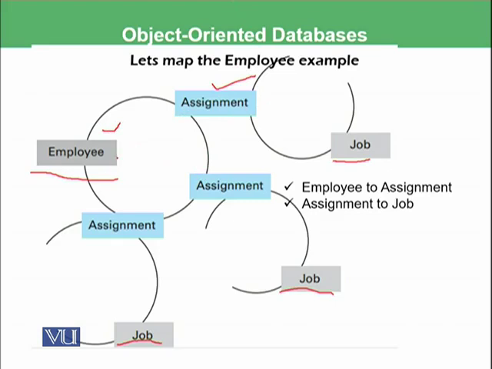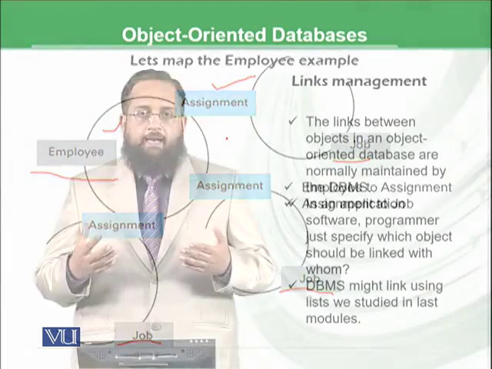So if you want to find which employee is assigned to which job, you need to traverse from employee via assignment and you will reach the job. And similarly, if you want to see which assignments have been given for a particular job, you can traverse in the reverse order. So how are such links managed at the backend?